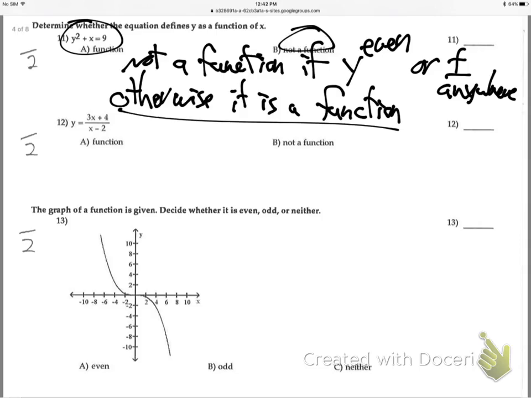It's not a function. How about the second one? Does that have y squared anywhere? No. Does it have a plus or minus anywhere? No. Nope, then it's good. It's a function. That quick. Those are free points, right? We good? We did most of them.